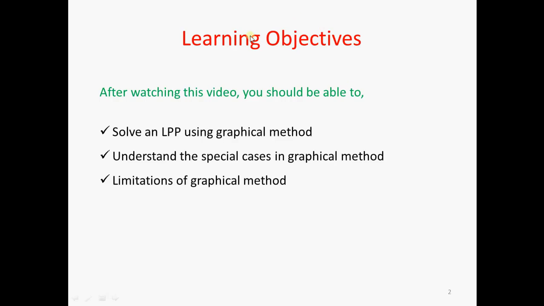These are the learning objectives of this session. After watching this video or this session, you should be able to solve an LPP using the graphical method, understand the special cases in the graphical method, and understand the limitations of the graphical method.